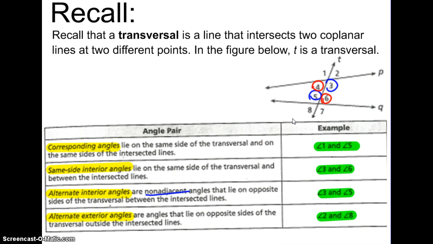Now, alternate exterior angles are similar to interior, except that they'll be on the outside. So, for example, 2 and 8 are alternate exterior, and so are 1 and 7. They alternate on which side of the transversal they're on, and interior means inside of the two lines, while exterior means outside of the two lines.